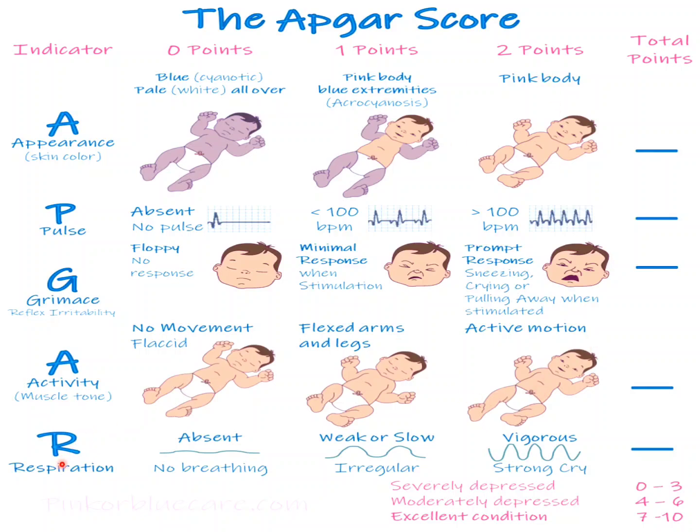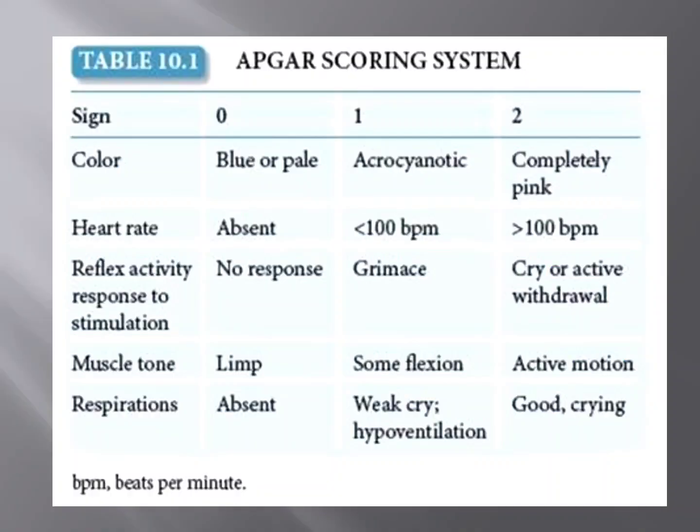Last sign is respiration or breathing. Assess the baby's breathing effort. A strong cry and normal breathing effort, the score is 2. If no breathing, our score is 0. If irregular breathing, then score will be 1. If strong cry, then score is 2. So this image also gives the clear explanation of Apgar scoring system.